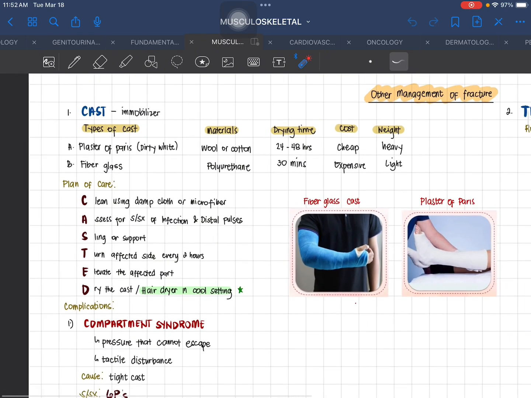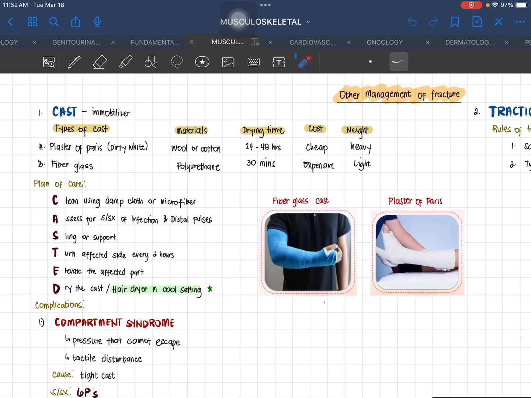Again, ulitin natin, without looking. Ang plaster of Paris is gawa sa, ang material niya na ginagamit sa kanya ay wool or cotton. Ang drying time niya is within 24 to 48 hours. And cheap lang siya. So, hindi siya mahal. And then, heavy siya. Mabigat. So, ang fiberglass naman, may iba-iba siyang kulay. Kasi ang plaster of Paris, dirty white yan.